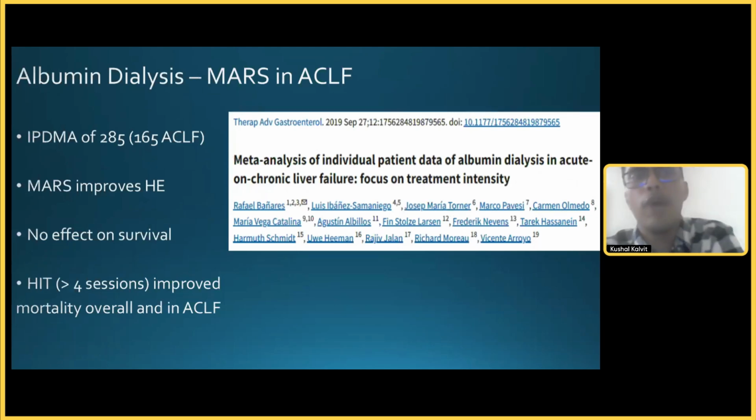Coming to albumin dialysis, that is MARS in ACLF. Liver support devices have been studied extensively for many years in ACLF. MARS has been the most studied one. And what it basically tells us is that, yes, it improves some parameters, and it does not improve mortality. That is what we have been studying since so many years.